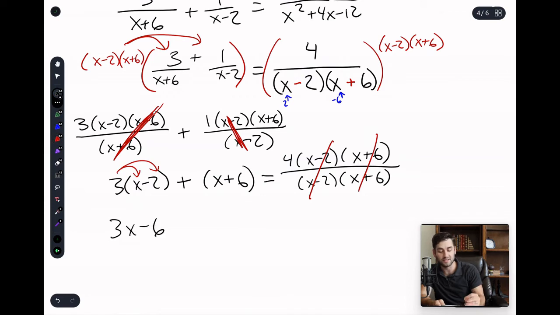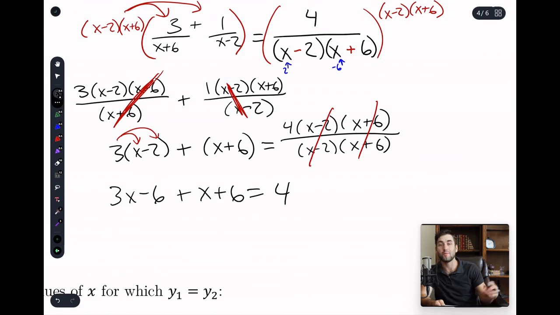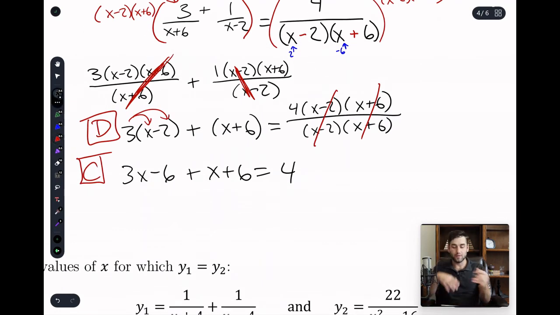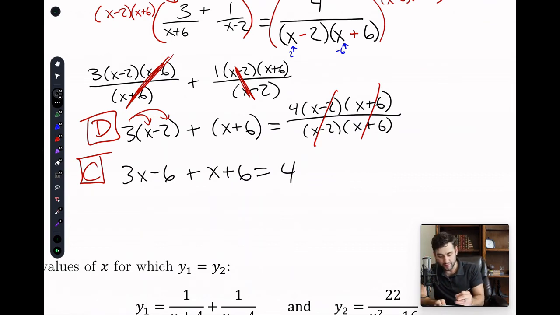3x minus 6 plus x plus 6 equals 4. All right, back to our DCMAM. That was the distribution. I know I forget to write it every time. That was our distribution. Let's do our combine like terms step, where we get what terms look alike, same variable, same exponent. So I'm going to draw a little line.